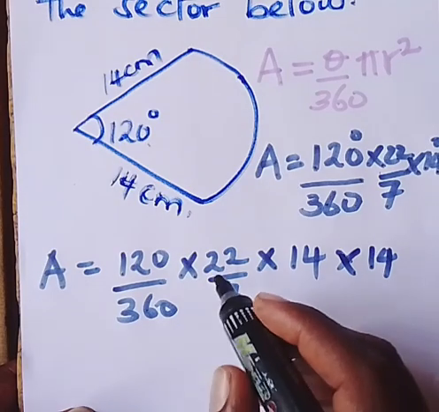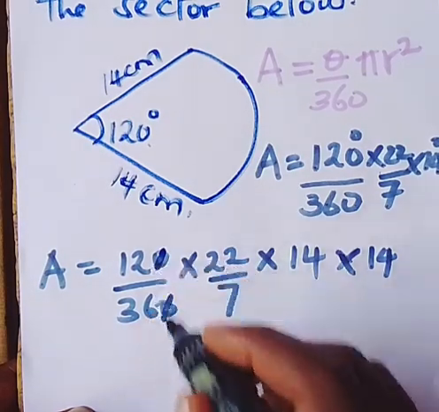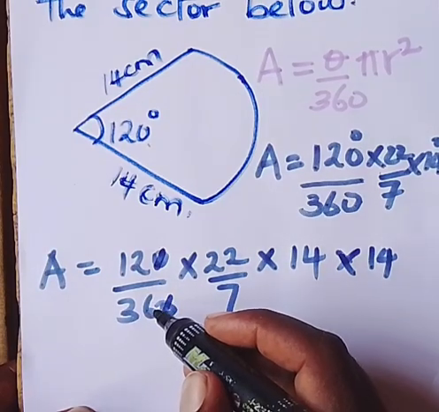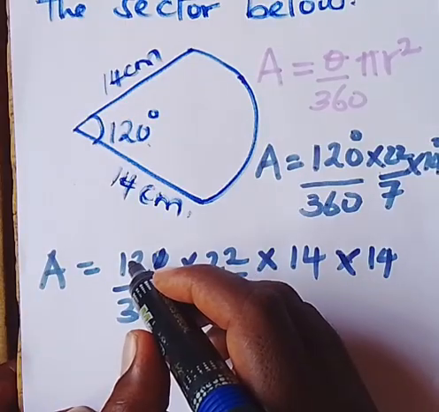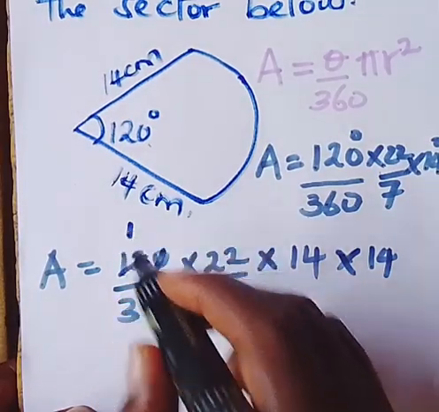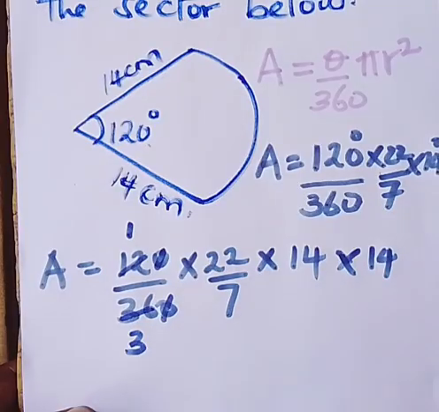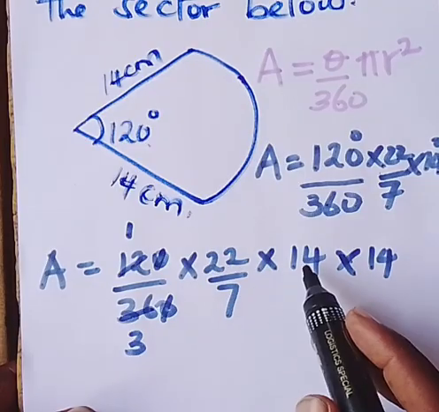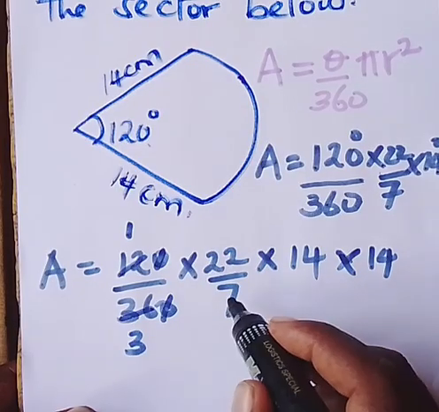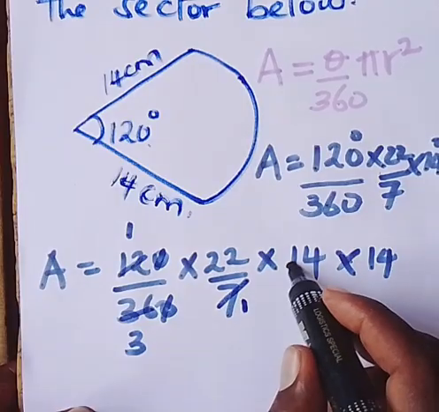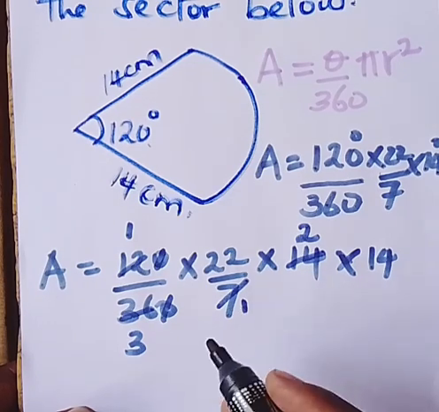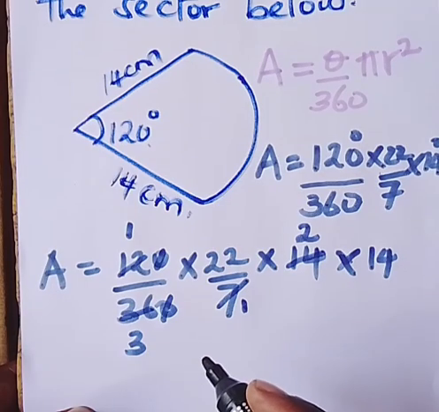Let's simplify. Here, 0 goes with 0. Then you can realize that 12 can go into 36: by 12 you get 1, and by 12 you get 3. Now let's look at 7 and 14. You can see 7 goes into 14 two times, so by 7 you get 1 and by 7 you get 2. If you look at the numerators and the denominators, we cannot simplify any further. This method I was using is called simplification.